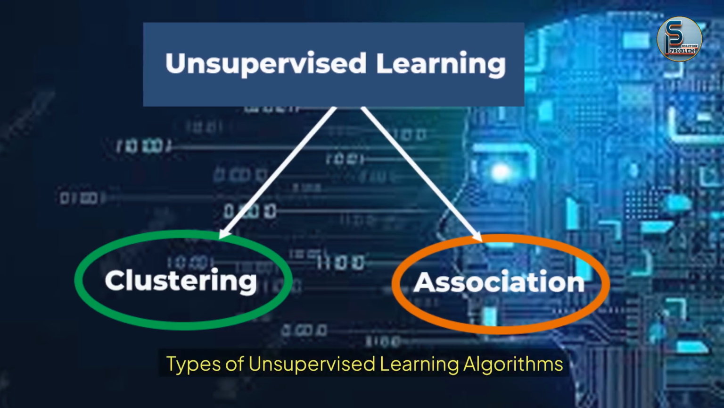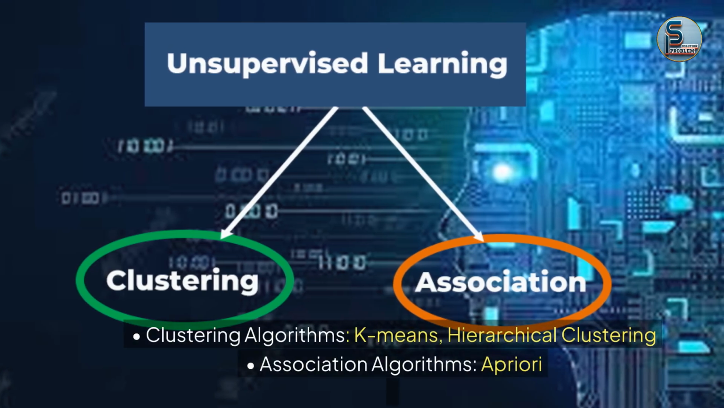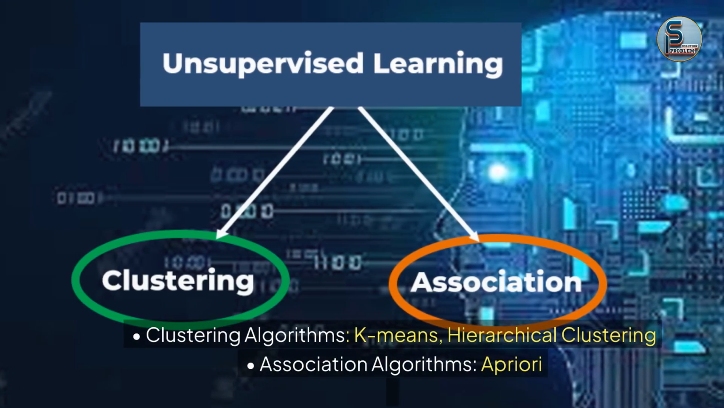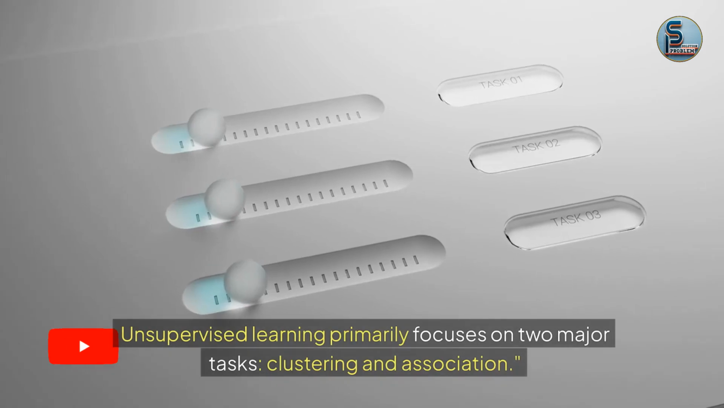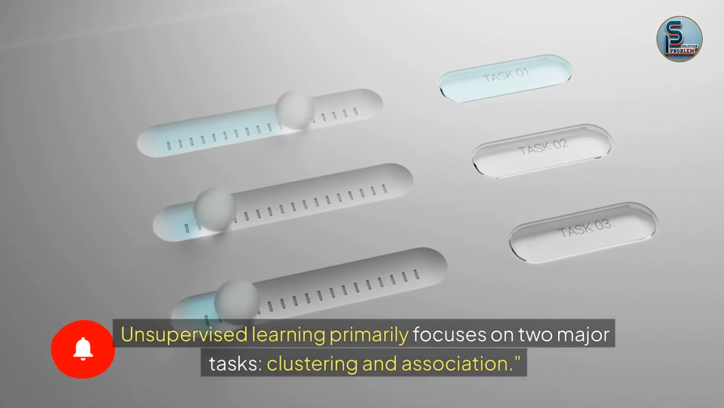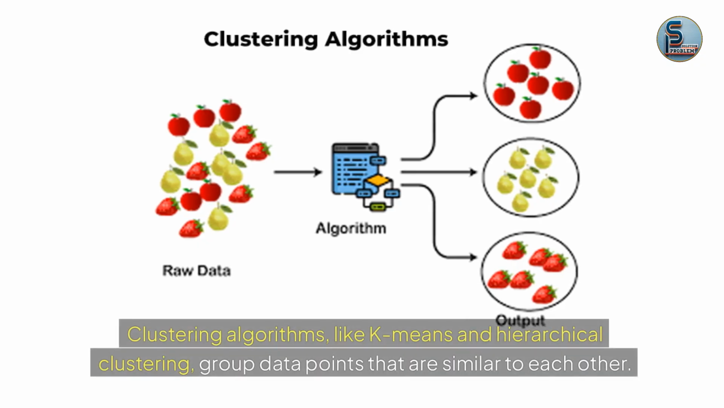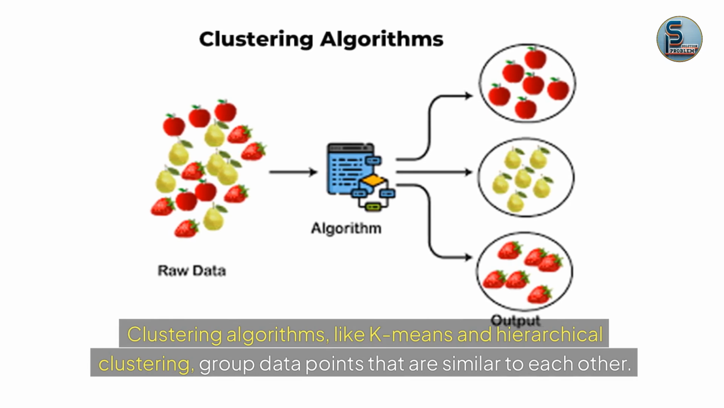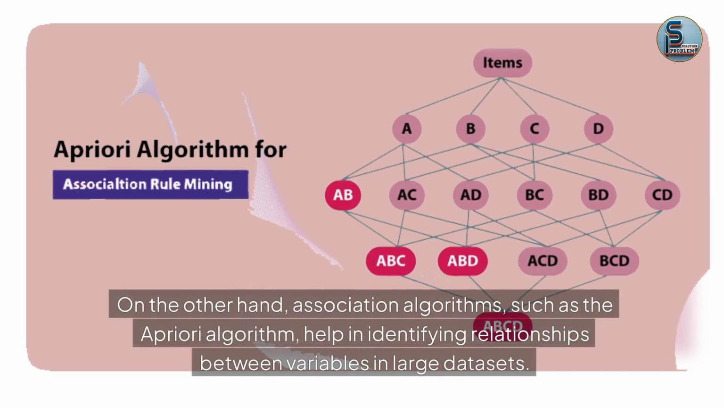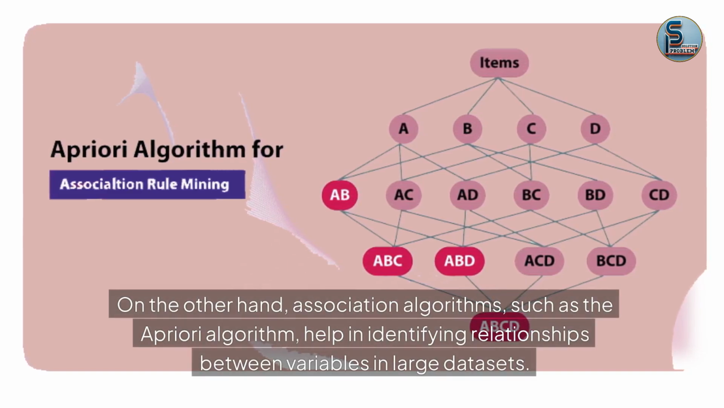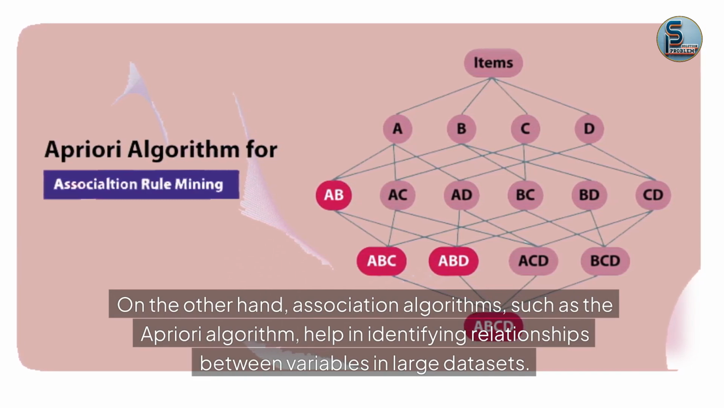Types of unsupervised learning algorithms. Clustering algorithms: K-means, hierarchical clustering. Association algorithms: Apriori. Unsupervised learning primarily focuses on two major tasks: clustering and association. Clustering algorithms, like K-means and hierarchical clustering, group data points that are similar to each other. On the other hand, association algorithms, such as the Apriori algorithm, help in identifying relationships between variables in large datasets.